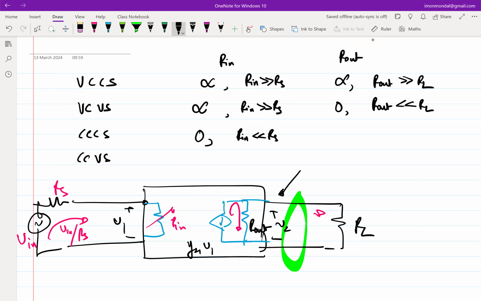Similarly, the next one is also current controlled. So Rin is much lesser than RS. Again, if we look at the output side, this is a current-controlled current source. So Rout has to be infinity, or Rout much greater than RL. And this guy becomes the other way around.